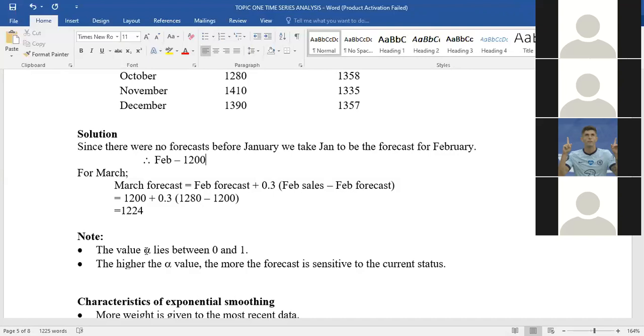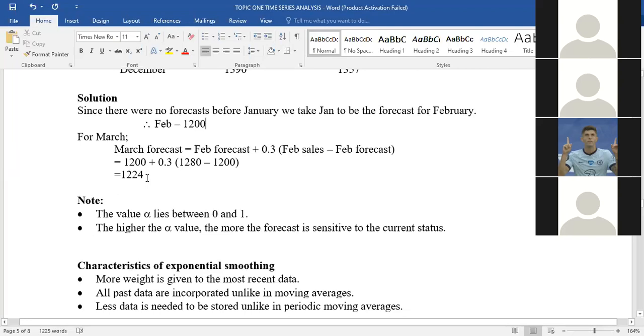Characteristic of exponential smoothing: more weight is given on the most recent data, which is supposed to be the case. Any manager who worries about the future will be guided by the most recent data. All past data are incorporated, unlike in the moving average, where we were discarding the old data. And then less data is needed to be stored, unlike in the periodic moving averages. So you can see the exponential smoothing is better, or its characteristics are better than those of the moving average.